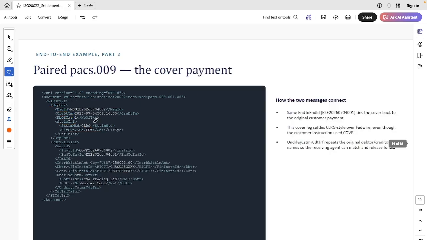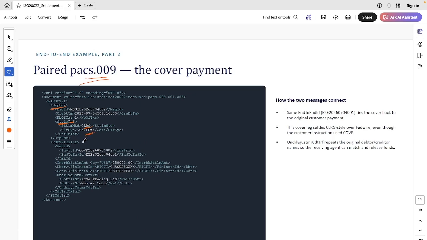Now this slide shows the second part of the cover flow. There is a PACS.009 cover payment. This is a message that usually moves the funds between financial institutions. The message type is PACS.009 financial institution credit transfer. In the group header, you again see the settlement information. But notice something very interesting. In the PACS.008 in the previous slide, the settlement method was COVE, but in this particular XML sample, the settlement method is clearing, and the clearing code is FDW.